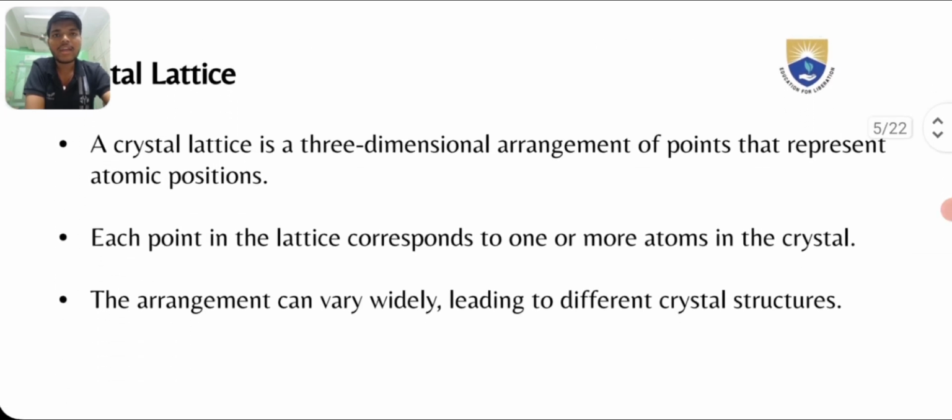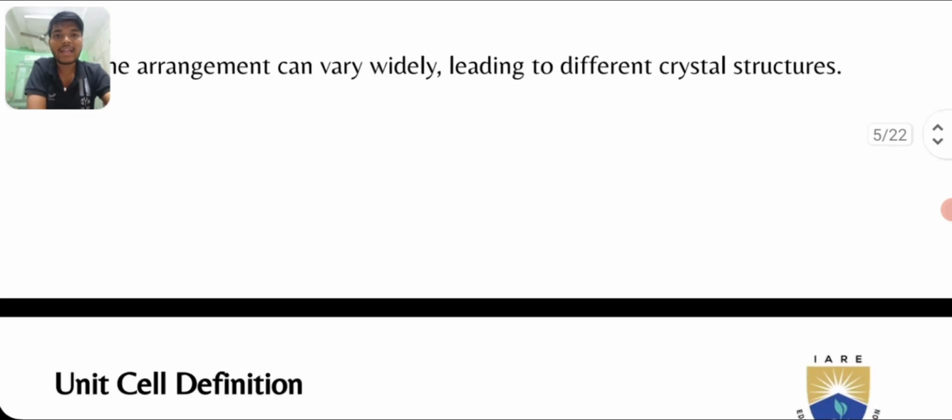Crystal lattice. A crystal lattice is a three-dimensional arrangement of points that represent atomic positions. Each point in the lattice corresponds to one or more atoms in the crystal. The arrangement can vary widely, leading to different crystal structures. This is a crystal lattice.